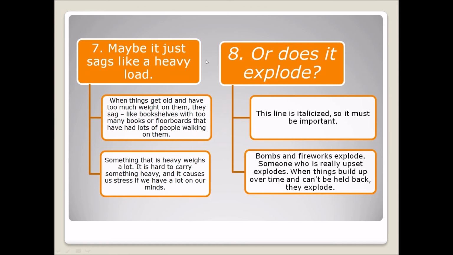All right, number 7, maybe it just sags like a heavy load. So I thought about what sagging means. When things get old and have too much weight on them, they sag, like bookshelves with too many books or floorboards that have had lots of people walking all over them. And the second part here, sometimes something that is heavy weighs a lot. It is hard to carry something that's heavy by yourself. And when things are heavy or they're weighing on our minds, it causes us to stress out and to worry.